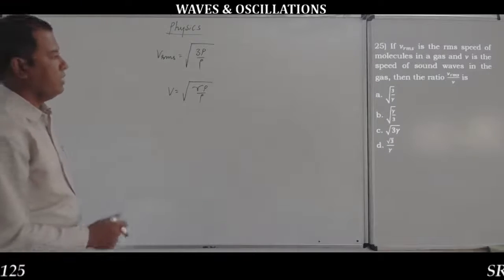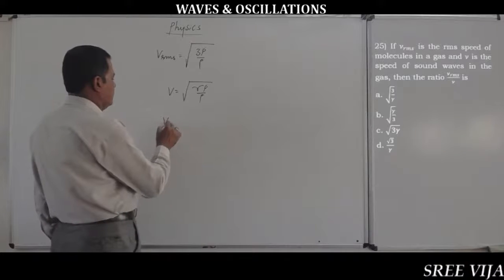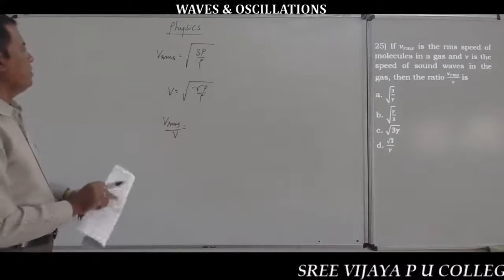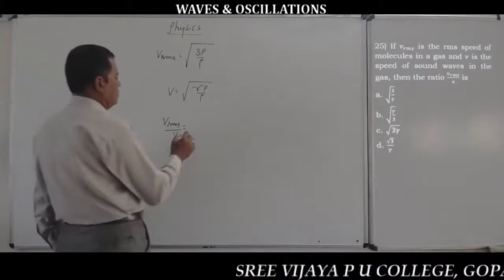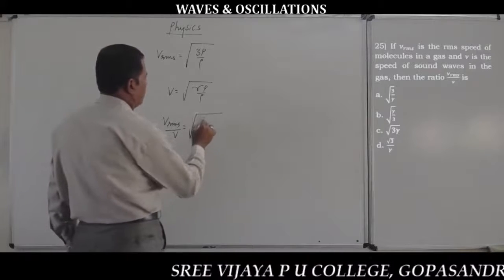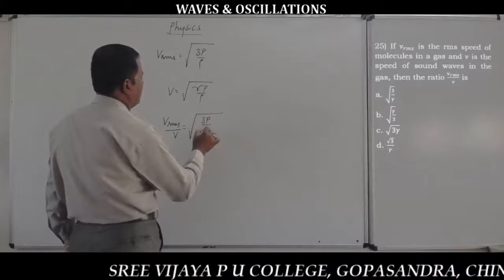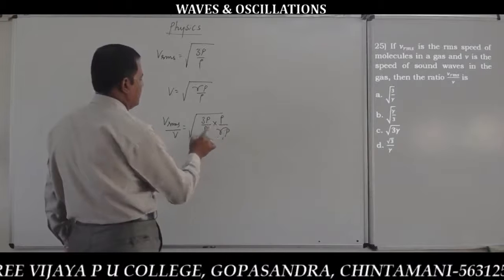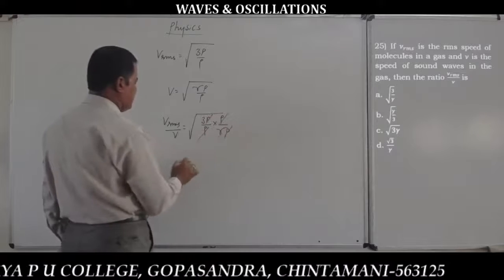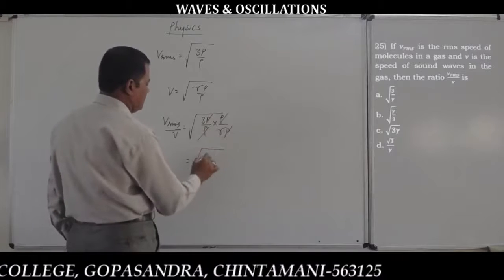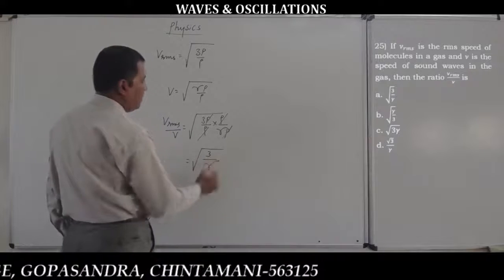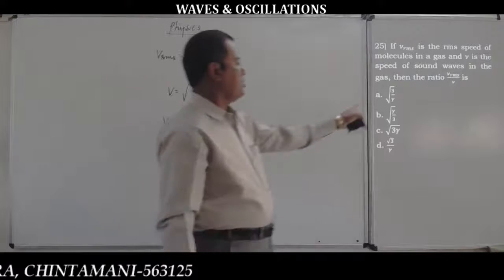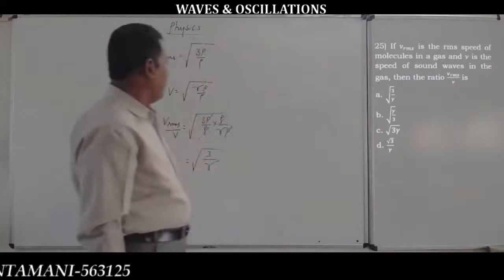Now we are supposed to find the ratio Vrms by V. So Vrms by V is equal to the square root of 3p by rho into rho by gamma p. Rho and rho, p and p get cancelled. You get the ratio as root of 3 by gamma. So therefore you get option A, square root of 3 by gamma.